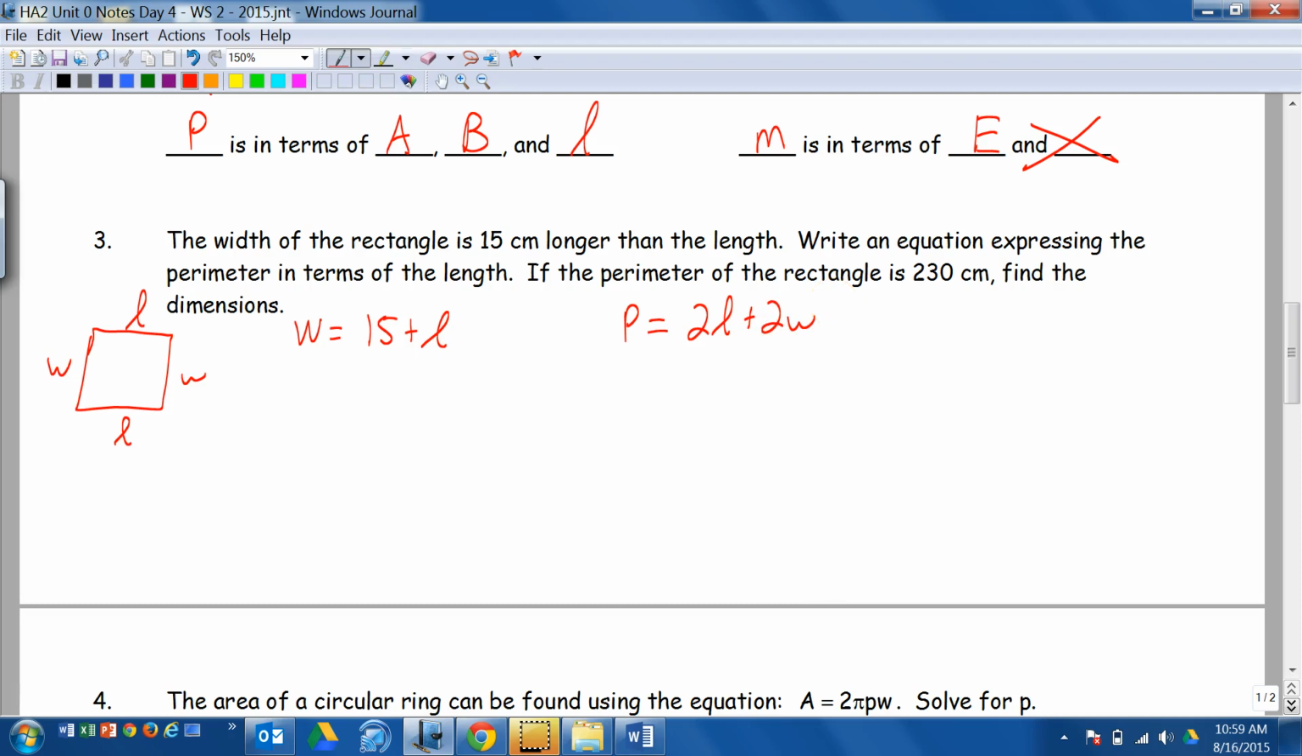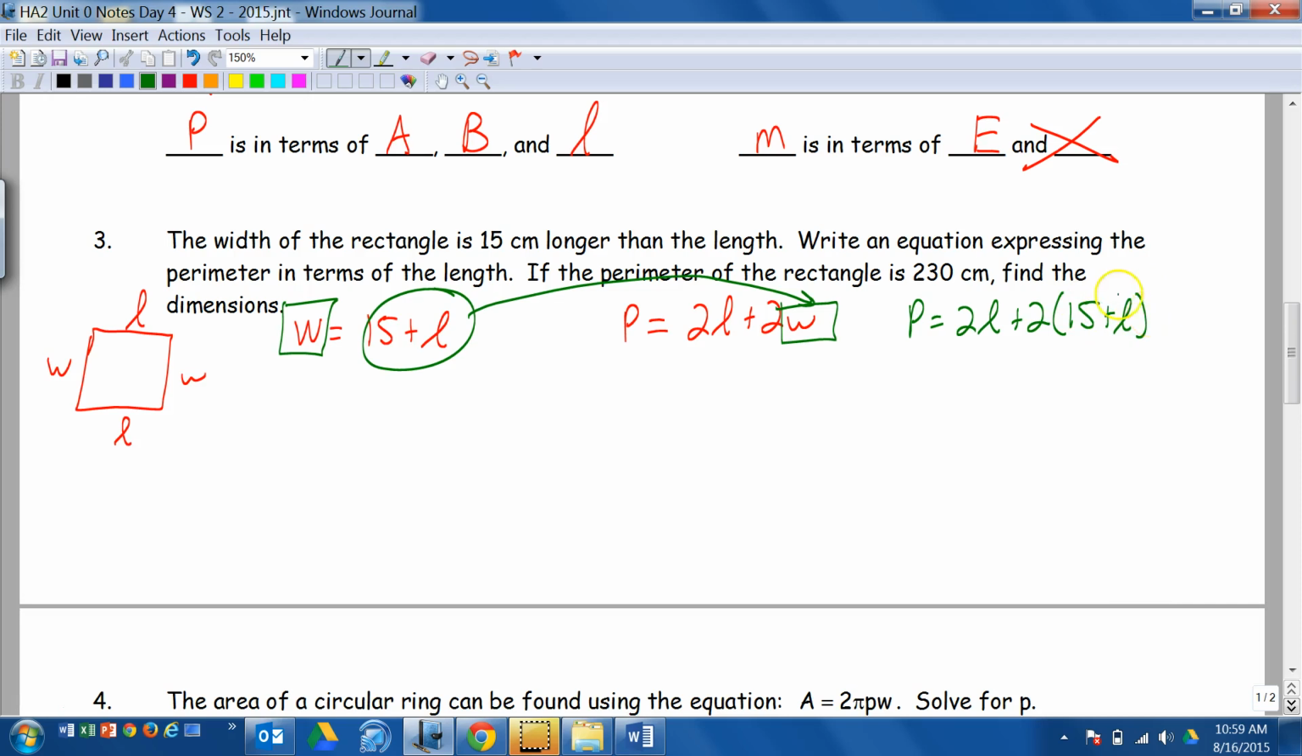So it says write an equation expressing the perimeter in terms of length. Well, right now we have perimeter in terms of length and width. So we need to get rid of this somehow. Luckily, we have another equation where we have W equal to some other stuff. So we can use substitution and say, well, W is actually equal to this chunk here. So I can rewrite this as P is equal to 2L plus 2 times (15 plus L).